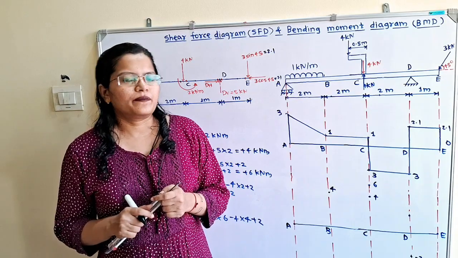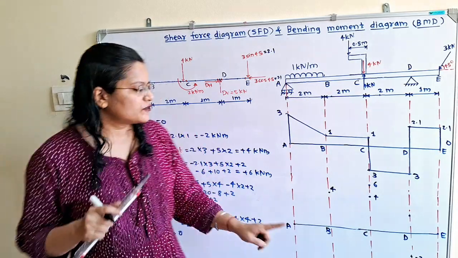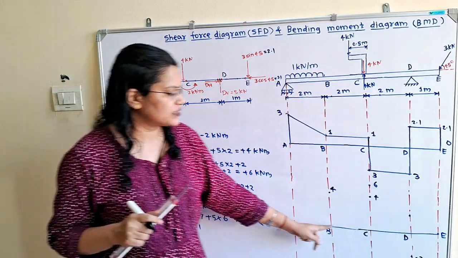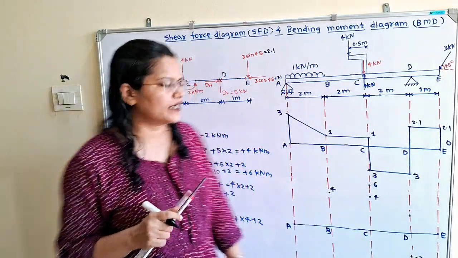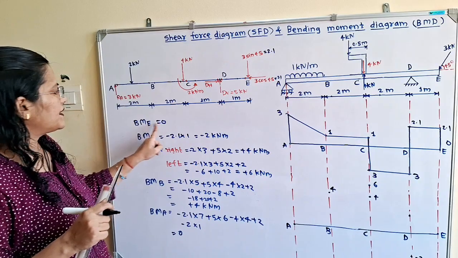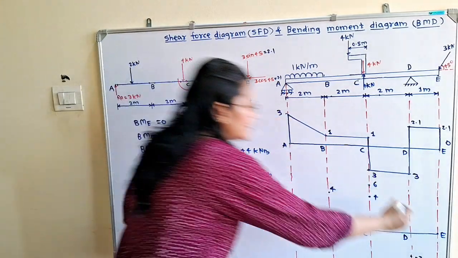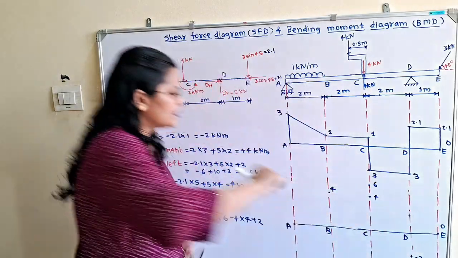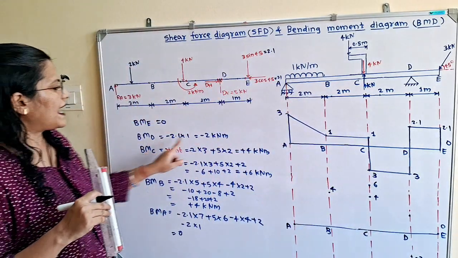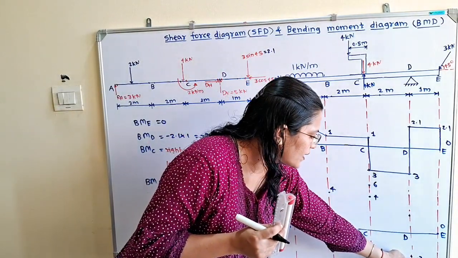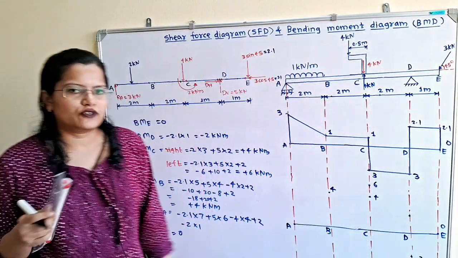Now we will draw the bending moment diagram. We will draw one baseline. We will plot positive points in the upward direction and negative points in the downward direction. So first is bending moment at point E, which is equal to 0. So we will plot this number on the baseline. Then second is bending moment at point D. It is minus 2. So we have to show this in the downward direction. So we will show magnitude only.